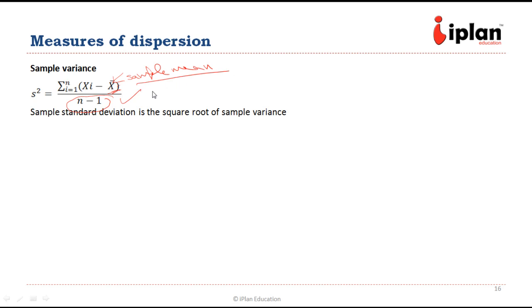So we have already lost 1 degree of freedom in the calculation. Because of that, we are using n-1 so that we are not underestimating the variance. To avoid the underestimation of the variance, we are using n-1 in the case of sample.